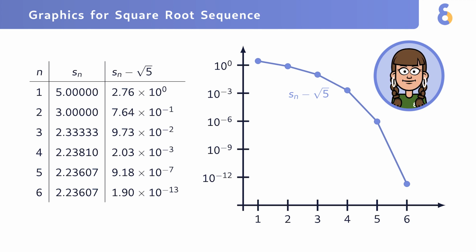This is a fun example since we can rigorously show the sequence s sub n converges using the MCT, and it happens to enable us to calculate square roots pretty quickly using only addition and division.